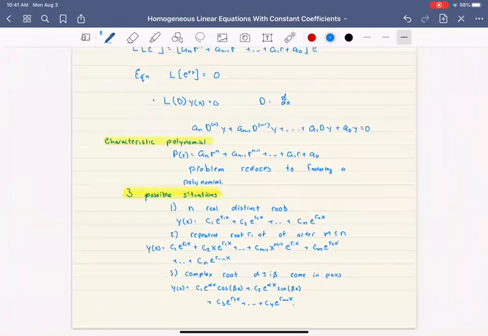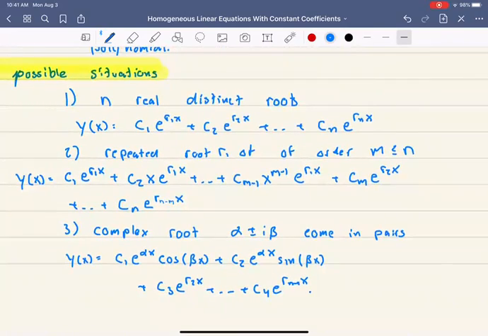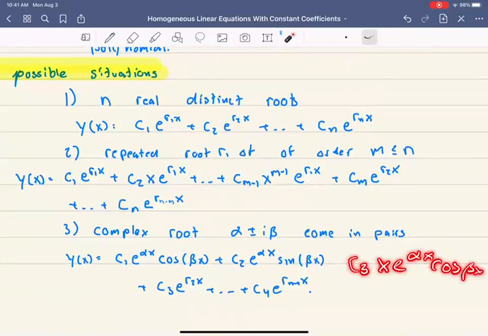Those are the three basic things that could happen. Now, you could have a repeated complex root, which we'll look at in an example later, but it does exactly what you think it does. The next terms would be c3x e to the alpha x cosine beta x plus c4x e to the alpha x. You get the picture, so we'll do an example like that.